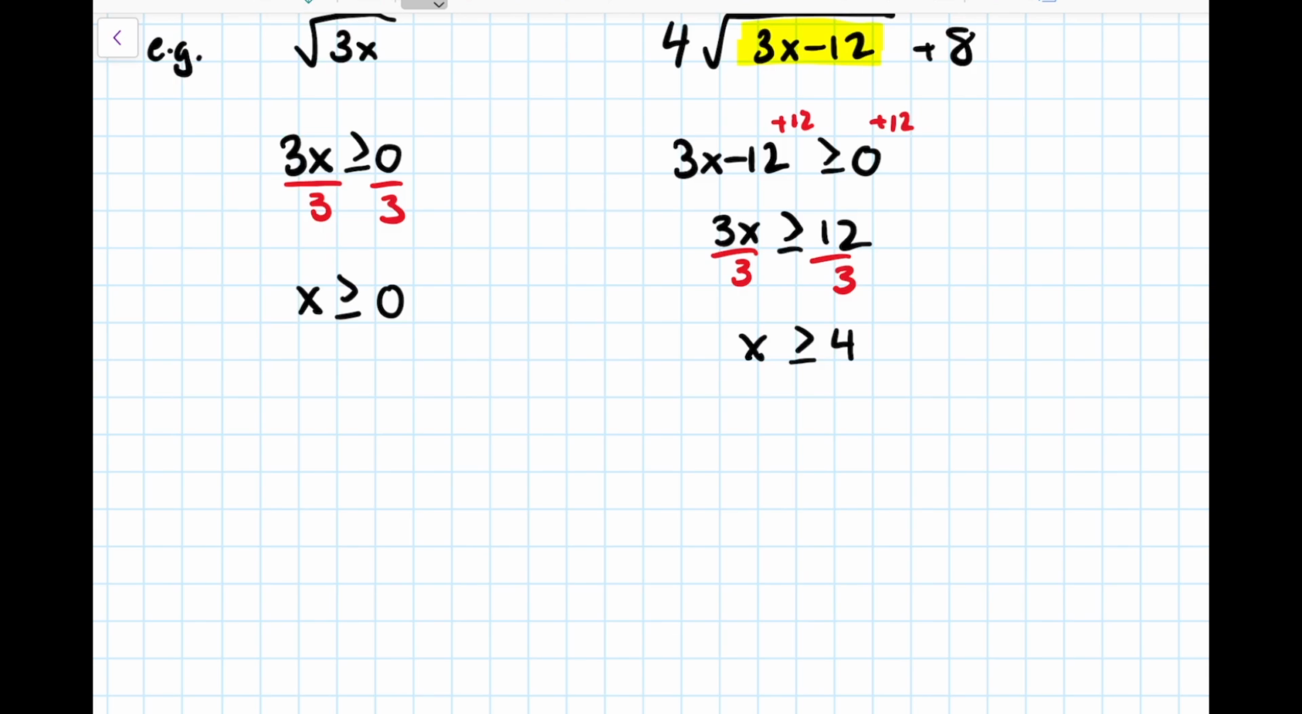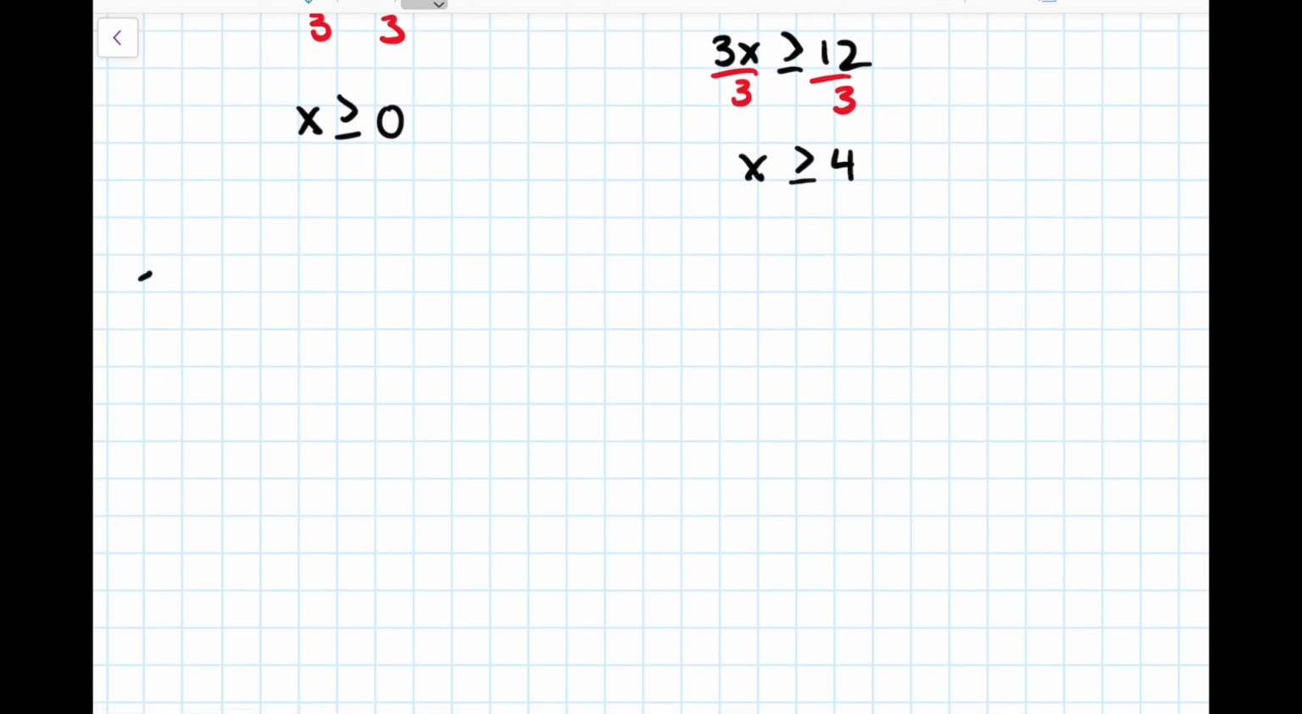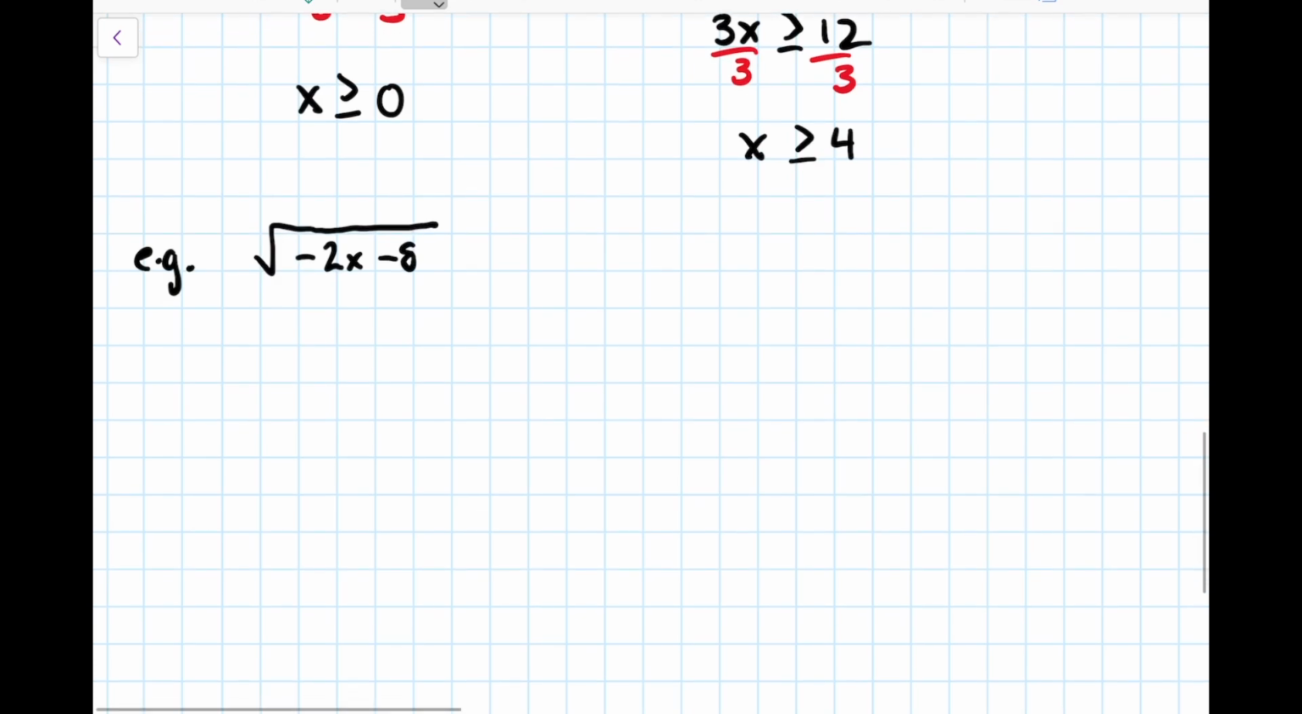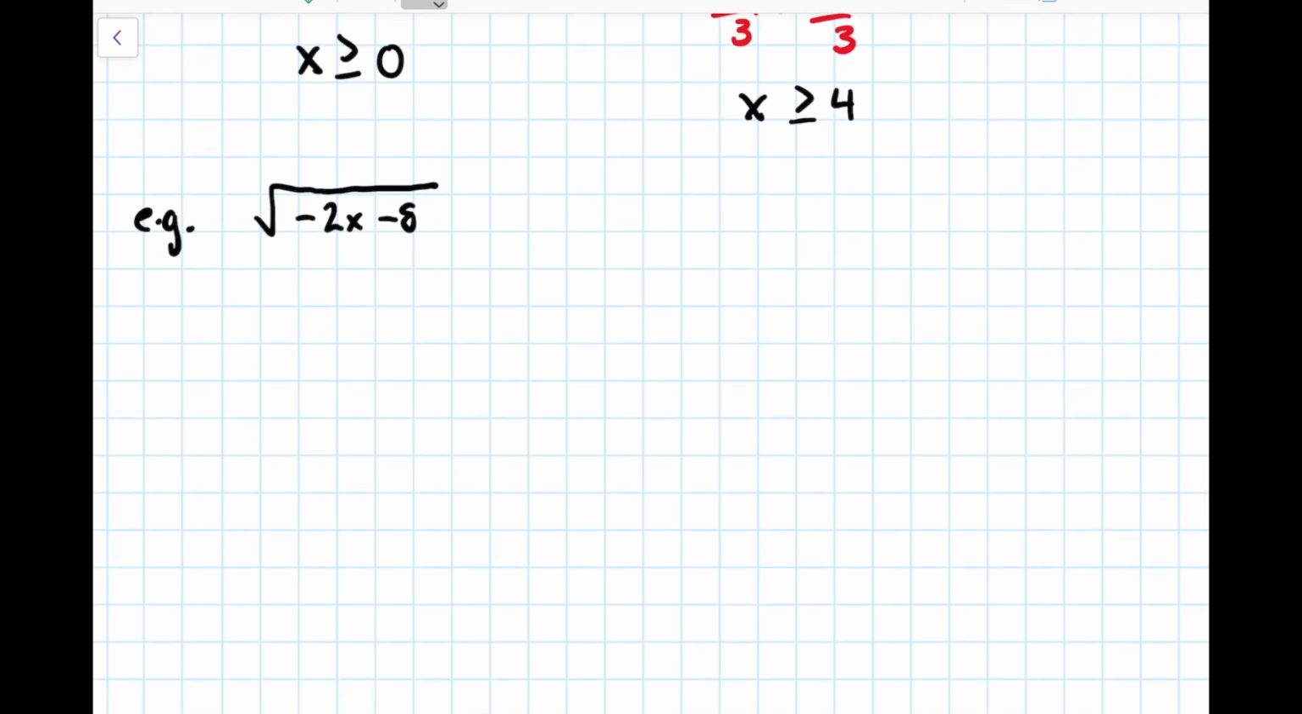Great. This next one is going to look pretty much the same, but there is going to be something extra here that we have to be careful with. So we've got negative 2x minus 8. So if we go through our steps here, we've got negative 2x minus 8 is greater than or equal to 0. I'm going to make a mistake intentionally in what I'm about to do, so don't copy it down just yet. Just follow along, and then I'll tell you once we fix it.